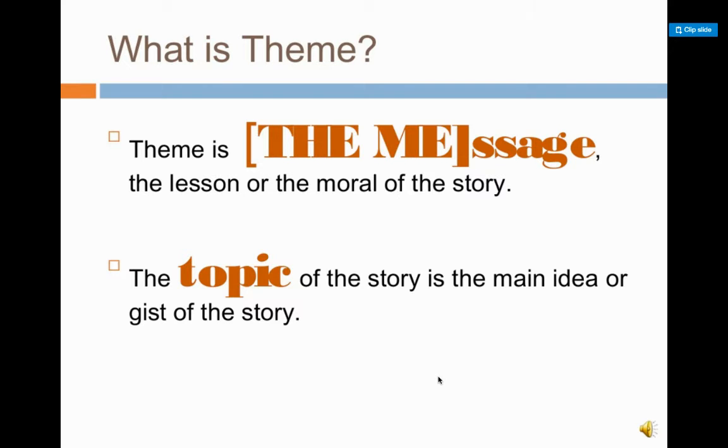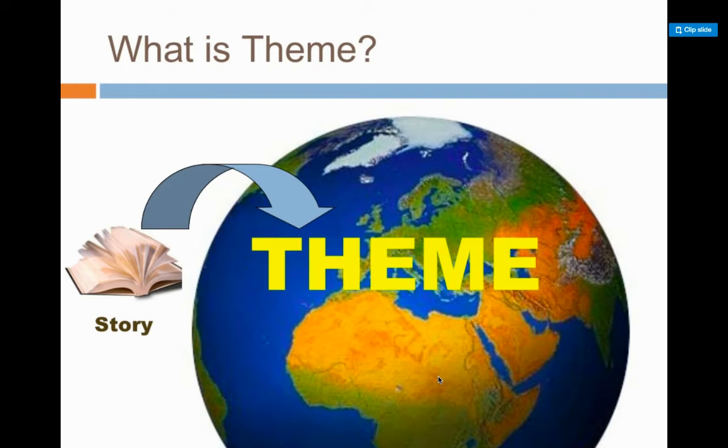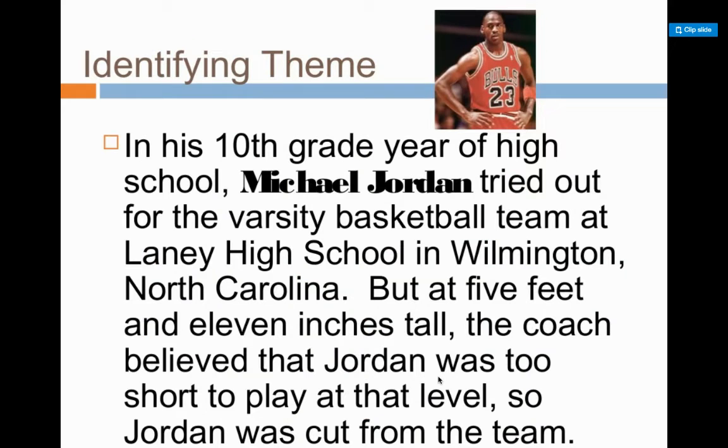The topic of a story, on the other hand, is the main idea or the gist of the story, so what it's mostly about. So theme is a deeper meaning of the story that you can apply to everything, and the topic is kind of like a summary statement. So we're going to read this story, and then we're going to go back through and look at topic and theme and how they're two different things, okay?